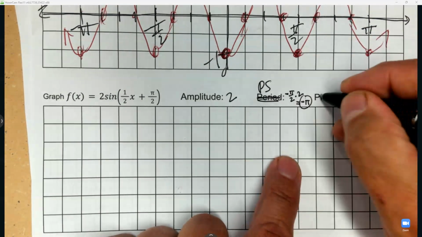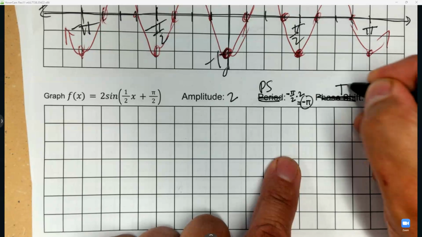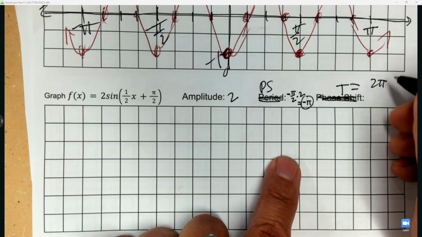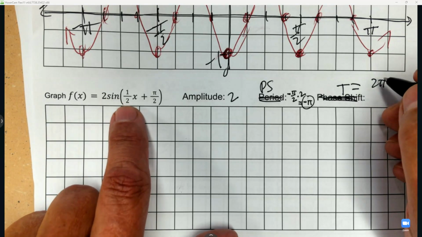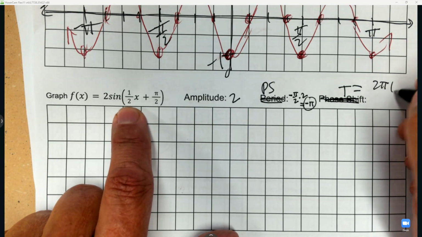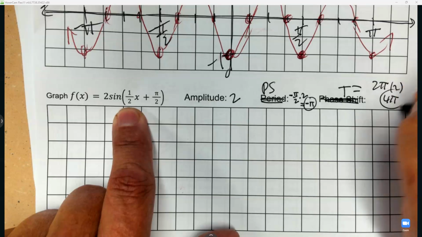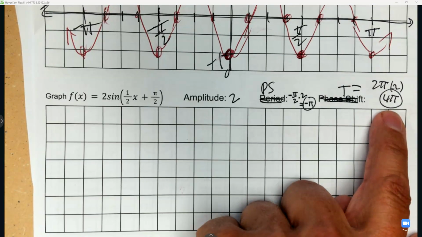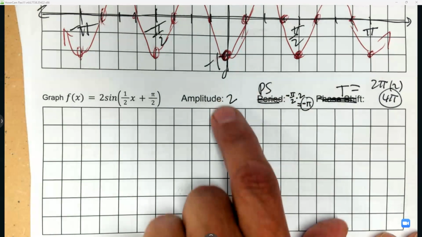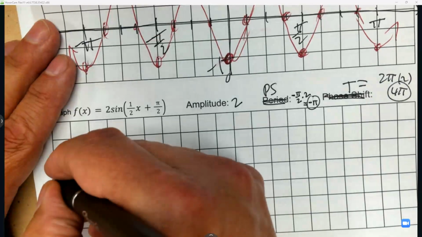Let's rewrite that. This is the period. We'll do that. 2 pi. That's just half x. What's the inverse of 1/2 x? Times 2. So that's 4 pi. So the period is 4 pi. It starts at negative pi. And the amplitude is 2. All right, let's draw a graph.